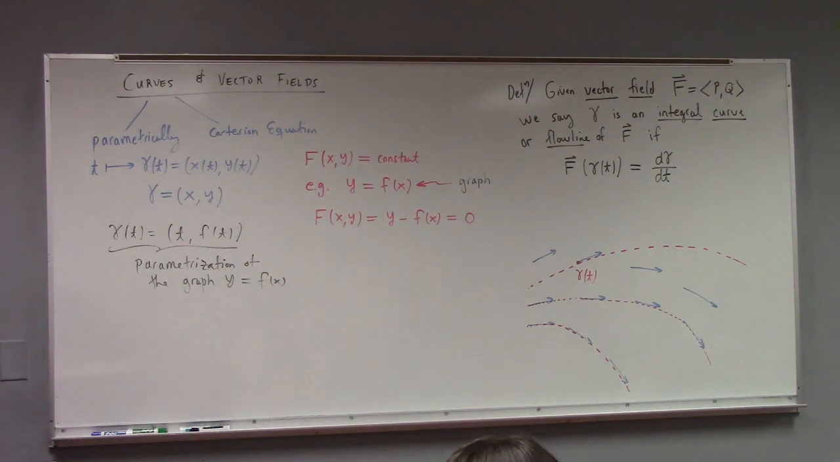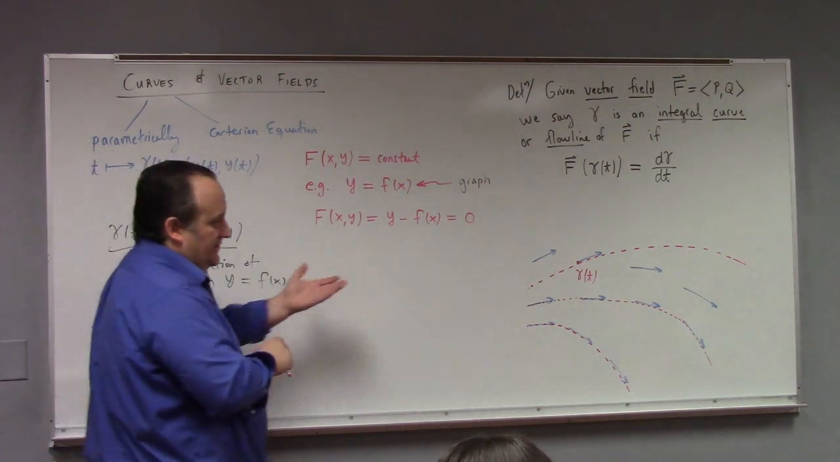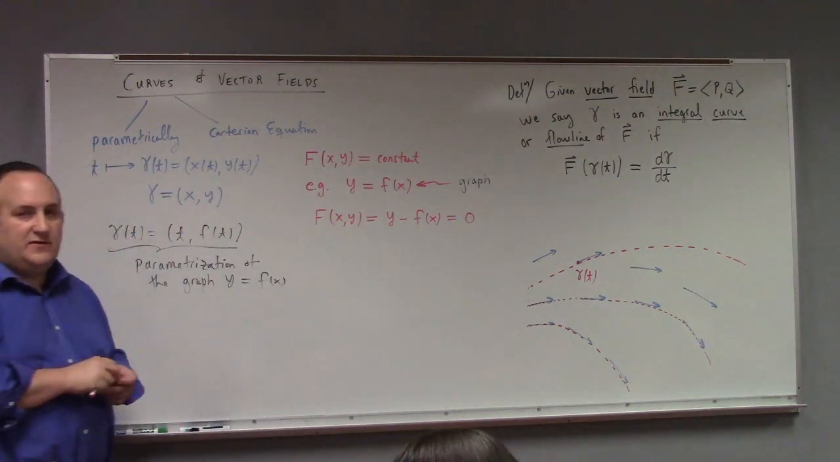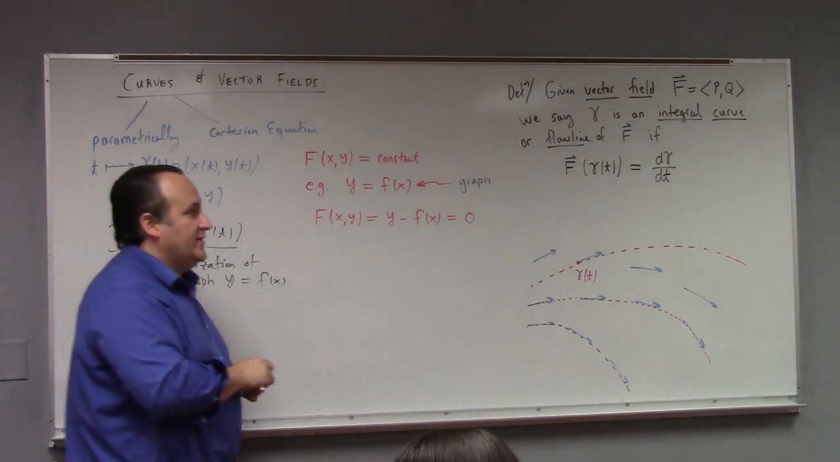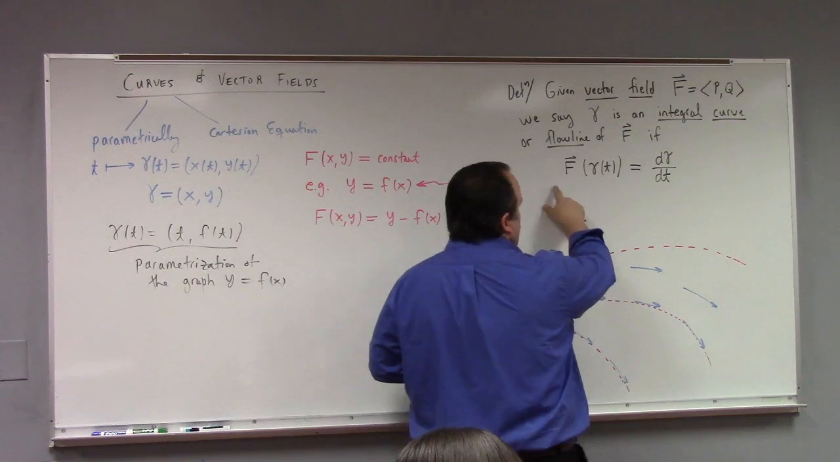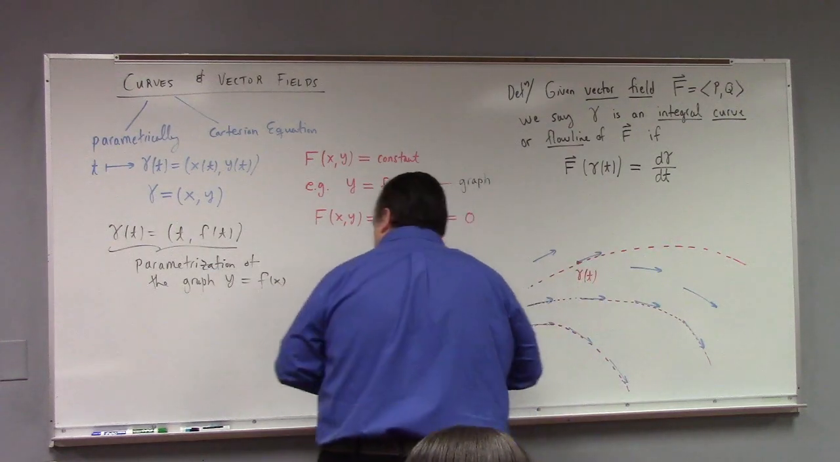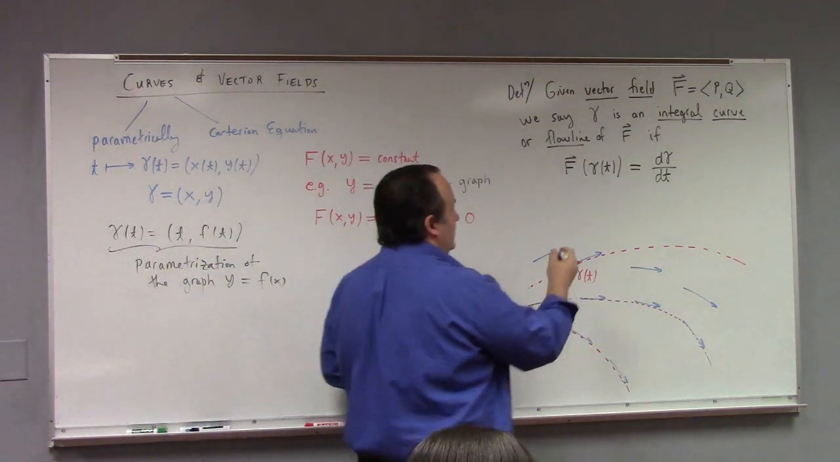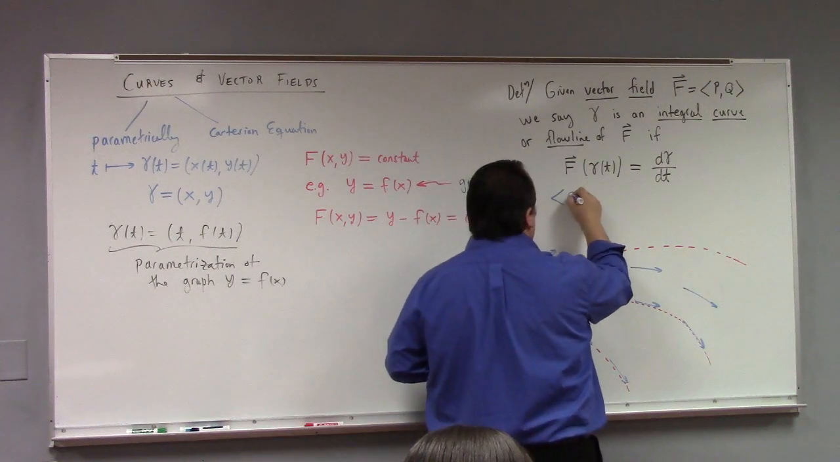These are called flow lines or integral curves. Now, how do you actually find these integral curves for a given vector field? Well, let's break this down a little bit further. What does that actually look like? Well, this is as a vector.